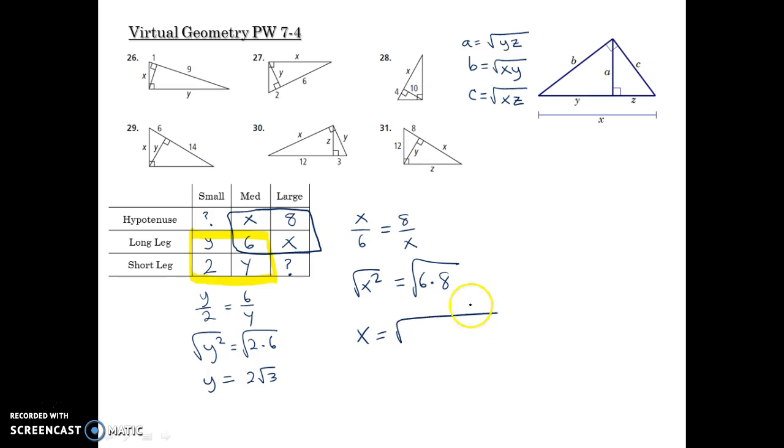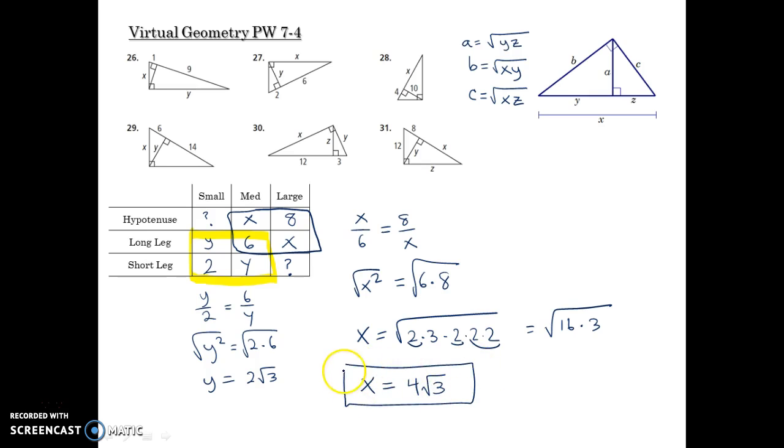So x equals the square root of 6 is 2 times 3, and 8 is 2 times 2 times 2. Well, 2 times 2 is 4, and then this 2 times 2 is another 4. So what do I really have in here? I have 16 times 3, don't I? 2 times 2 is 4. There's another 4. 4 times 4 is 16. So the square root of 16 is 4. The 3 stays inside. So x is 4 times the square root of 3. Y is 2 times the square root of 3.